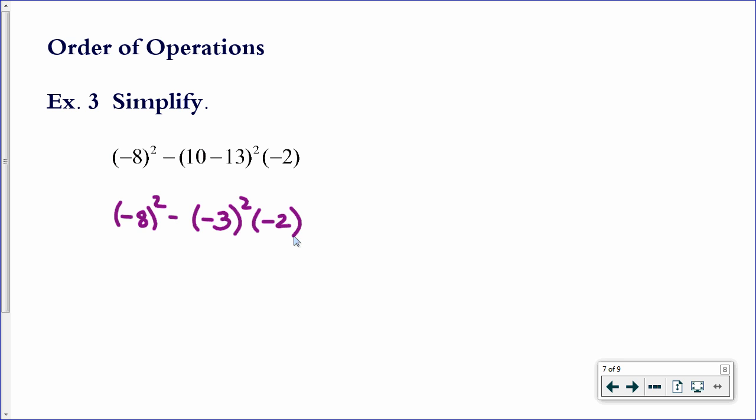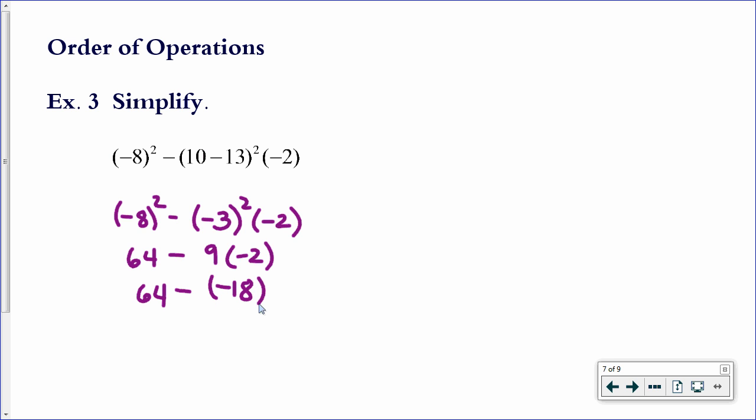Then I have two exponential things to evaluate. -8 squared, which is 64. -3 squared, which is 9. And again, take care with these minus signs. I will keep it as a subtraction. Do 9 times -2, which is -18.